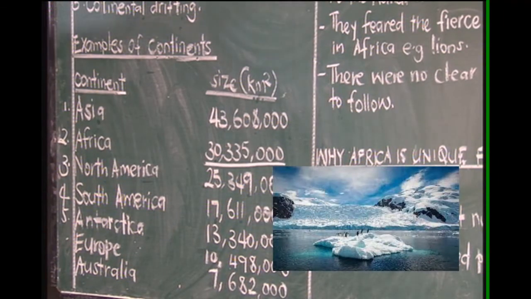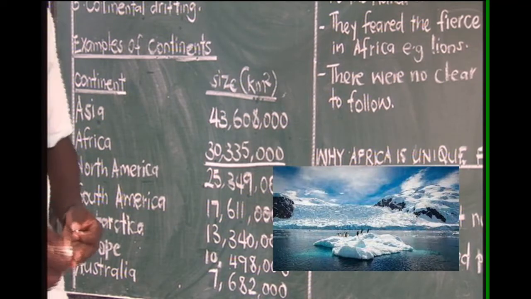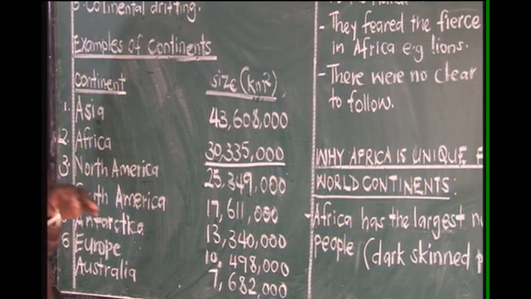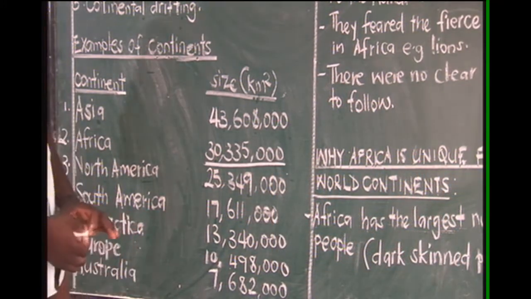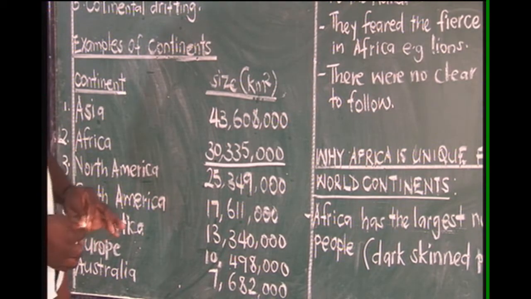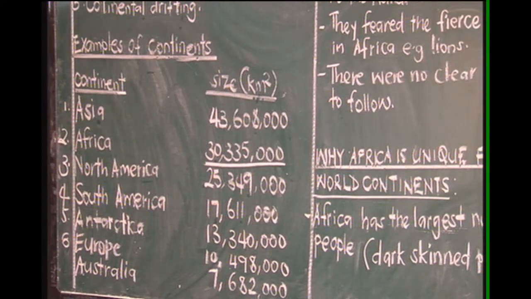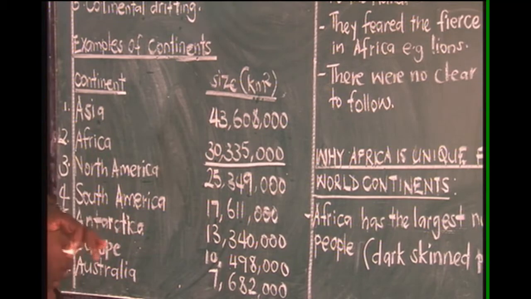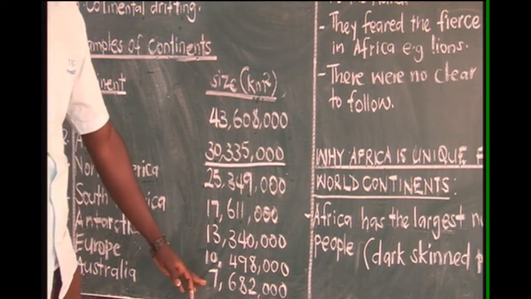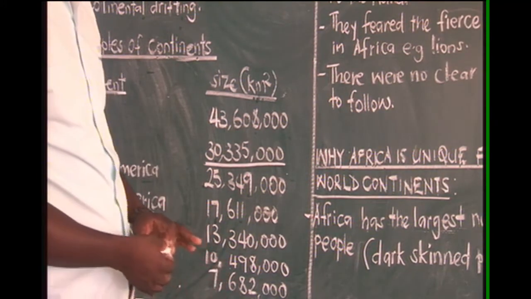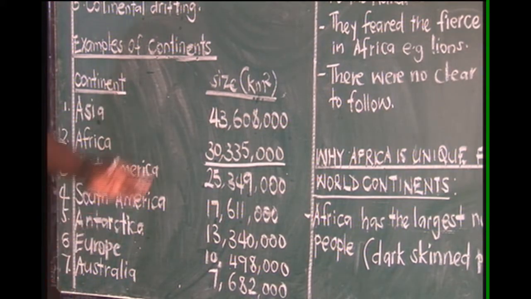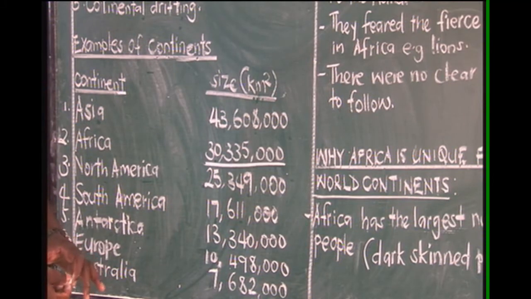Then next we go to a continent that we call Europe. Europe is the second last that we have in our list. It covers 10,498,000 square kilometers of land. And finally, we have Australia as our seventh and last continent, which is the smallest, covering 7,682,000 square kilometers. So these are the continents that we have and their sizes in square kilometers.